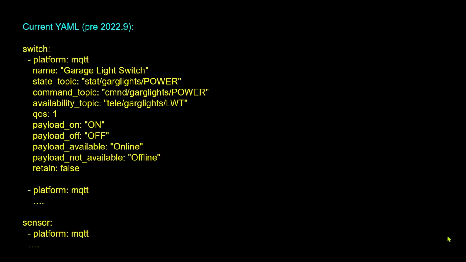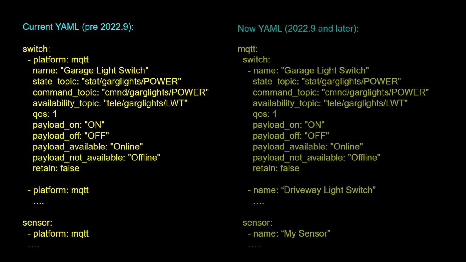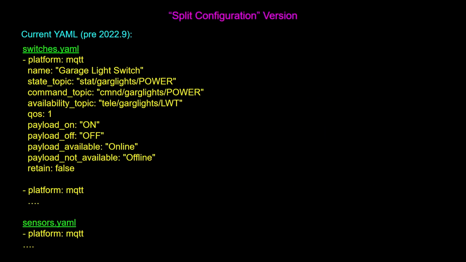So let's start out by taking a look at the way you currently define MQTT entities in YAML. Over here, you can see that you have your entity type, switch, sensor. Underneath that, you have a platform of MQTT. After 2022.9, MQTT is now considered a root level integration. So you would have MQTT, then underneath that you would have your entity type such as switch or sensor and define your devices there. Now if you're using a split configuration, and I'll talk about that in a minute, it would look something like this.